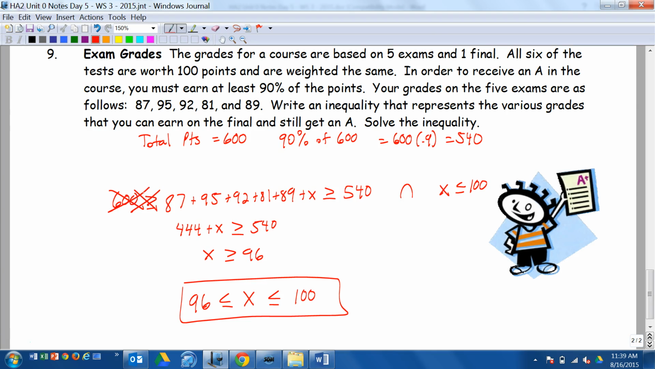Alright, so that would be your answer. You can get a 96 or higher up to 100 to still keep your A in the class.